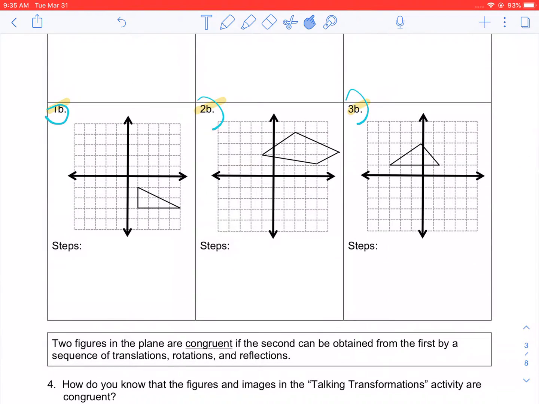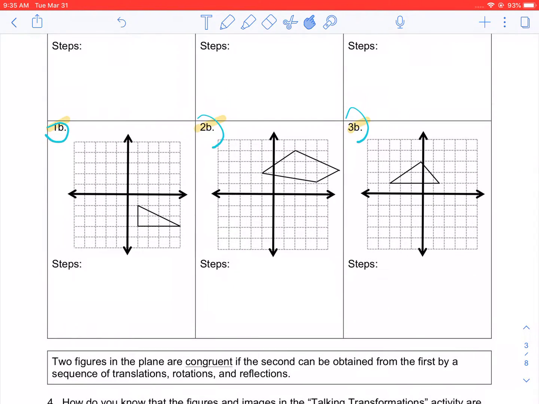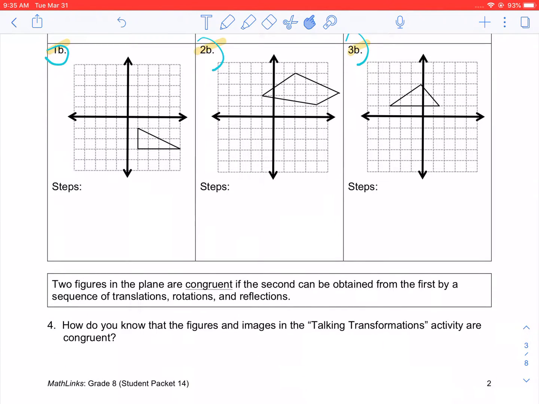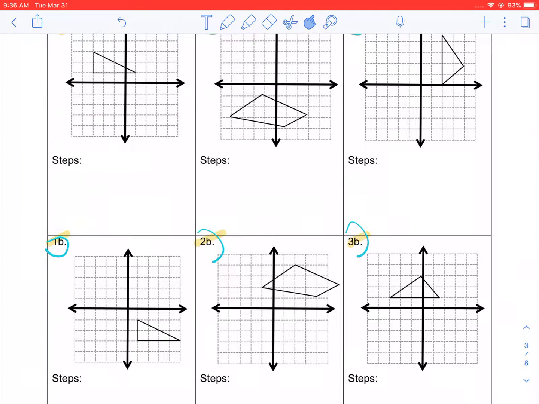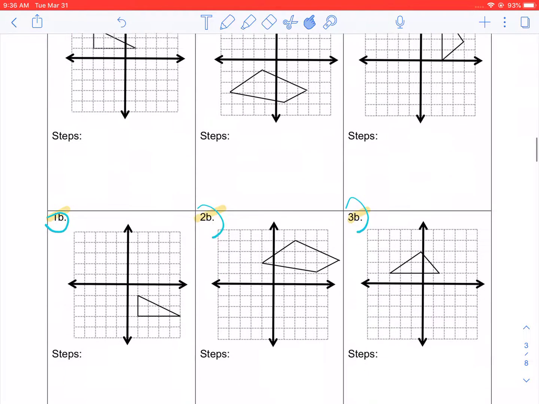So let me help you out a little bit with these multiple transformations. We're going to see the formal definition of what it means when 2 figures are congruent, and then how you know the figures and images are congruent. So we're going to go there. So let's start here. Well, the first one, I'm just going to take this shape.